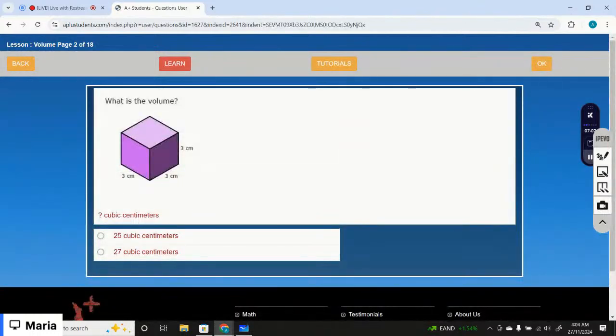Okay, what is the volume? So which is the correct option? You have to do 3 times 3 times 3. 3 times 3 is 9 and 9 times 3 is 27. The correct option is option number 2, that is 27 cubic centimeter.